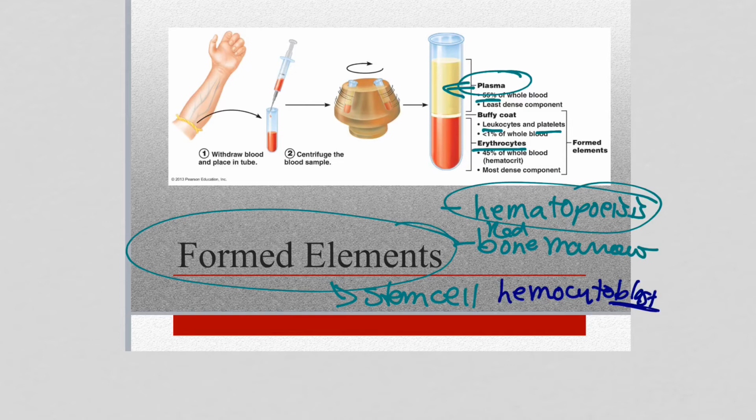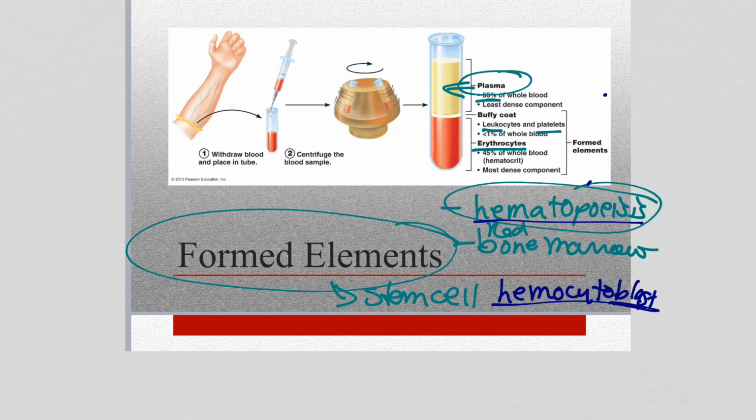So basically what happens is that the hemocytoblast in the red bone marrow is going to receive a chemical signal, and it's going to enter into a developmental pathway, or it becomes a committed cell. Once it becomes a committed cell, it can't change its mind, and it's just going to continue and follow that pathway till it matures.